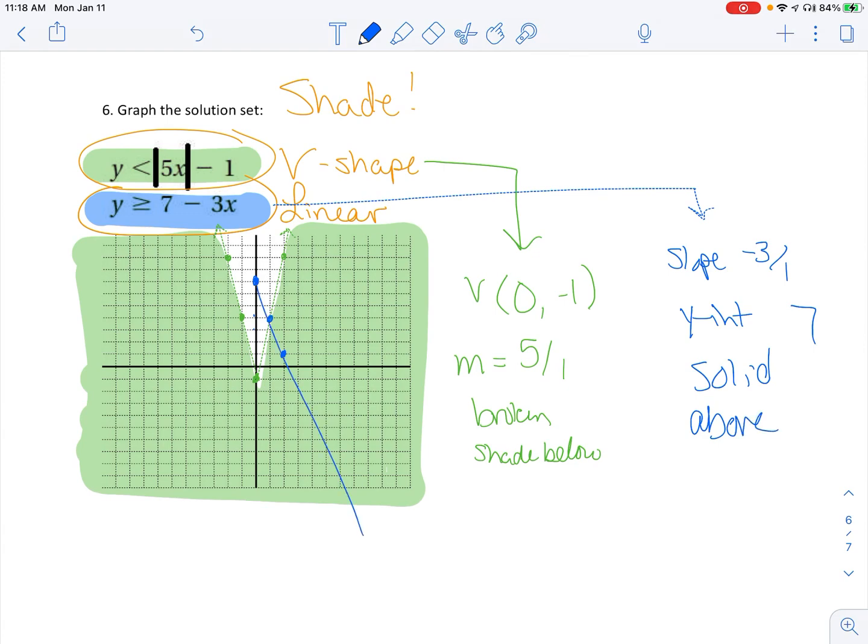So solid line. Oops, I messed that up, didn't I? I get nervous. I want to make sure I get to my class. I got a couple of minutes. Okay, there's my line. Shade above it.